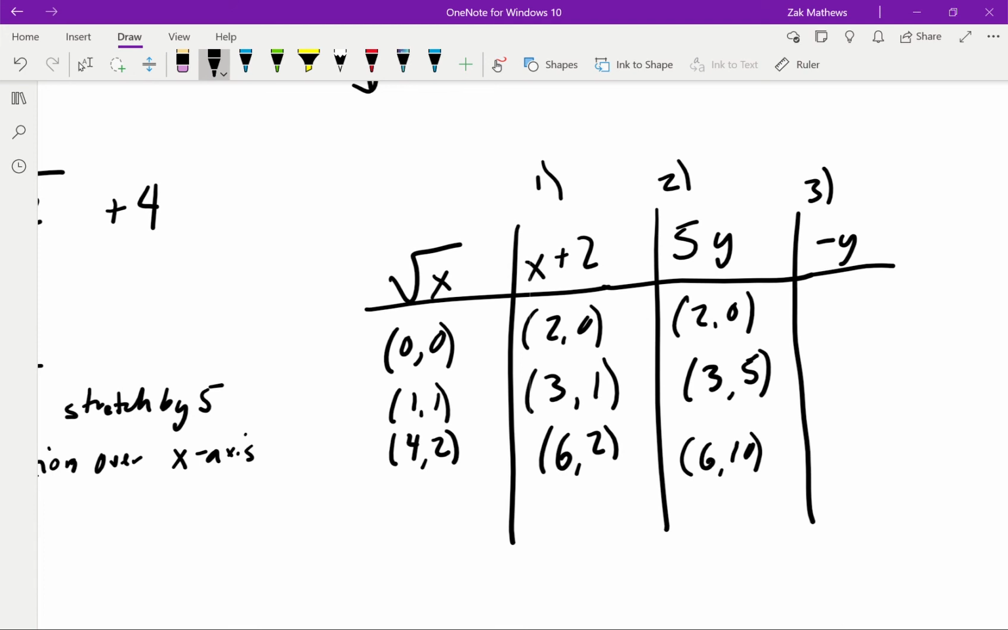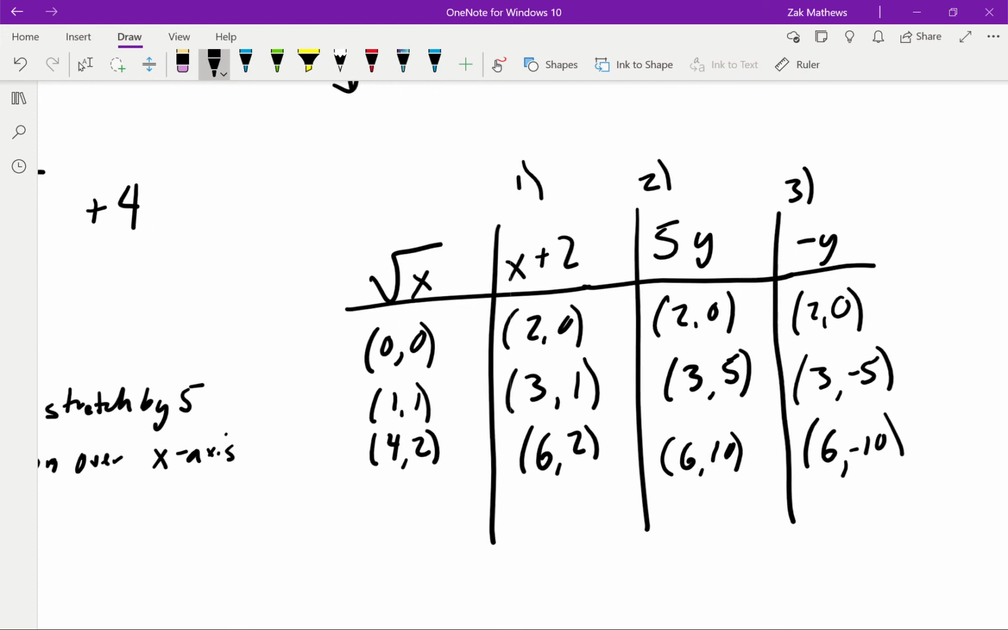Remember how I said those inner steps didn't matter? We could actually combine these two steps into one if we wanted to. We could have done them at the exact same time because we're doing something to the y in both cases. The key is the horizontal and vertical motion has to be broken off into its own. So we get 2, 0, 3, -5, and then 6, -10.